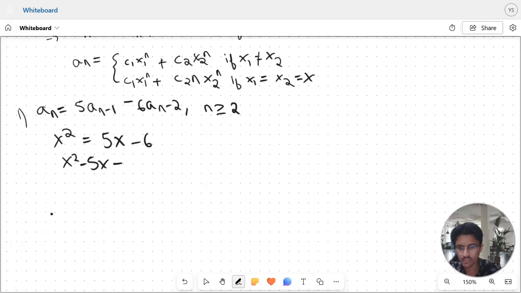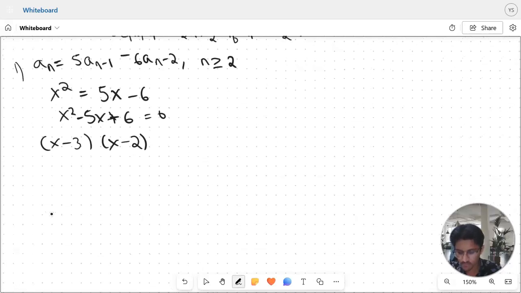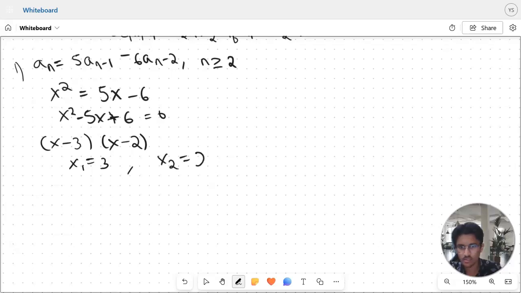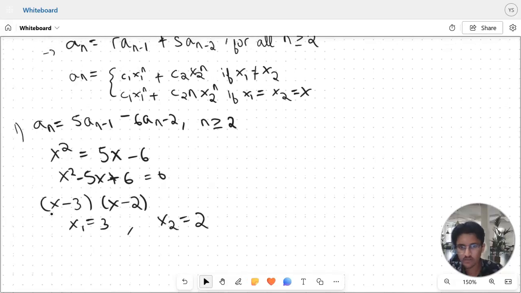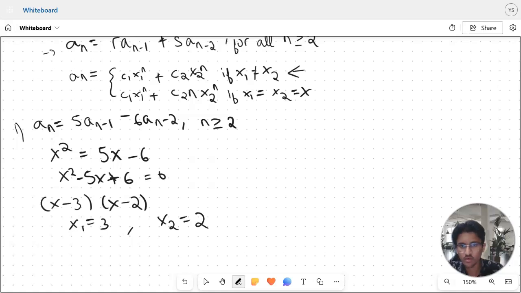So we subtract 5x from both sides, add 6 to both sides. If we solve for the x value, we get 3 and 2. So x1 we could assume is going to be 3 and x2 is going to be 2. Since both of them are different and x1 is not equal to x2, we further go on to use this formula. Okay, so let's try using that formula.